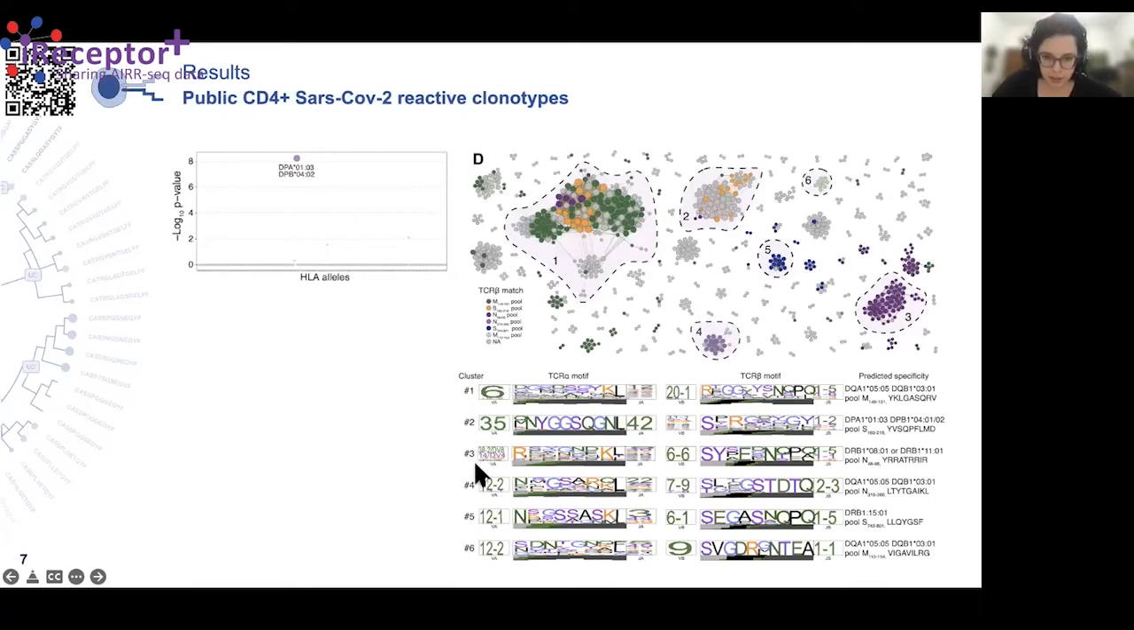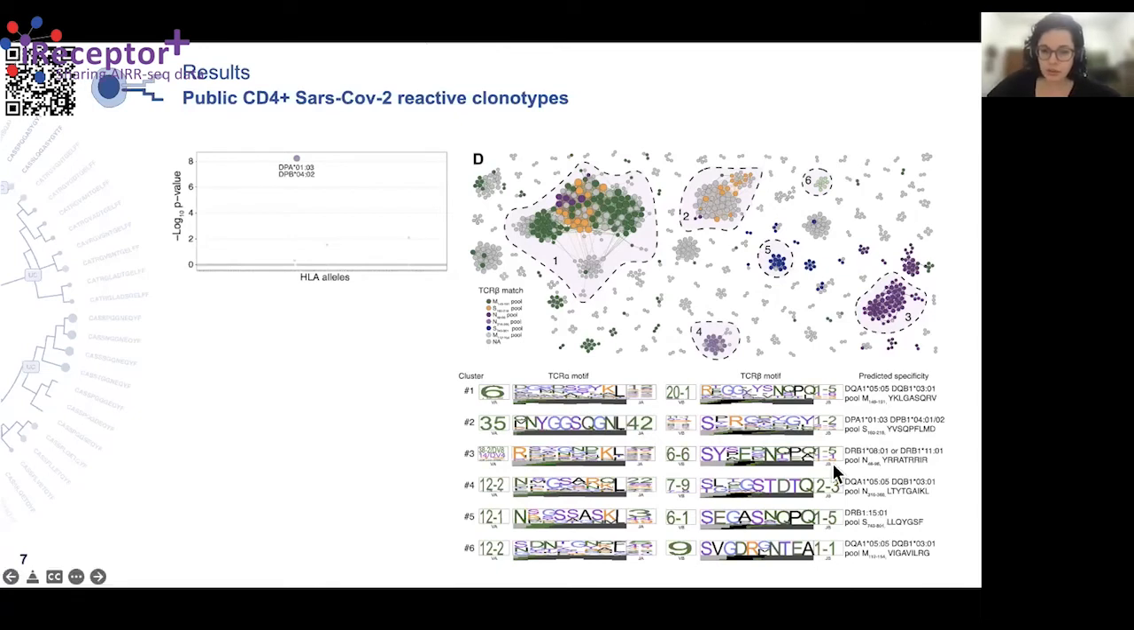I know the figure is a bit complicated, but each row is one of the clusters. For example, if you look at number 2, it gives you the alpha chain motifs: the V gene of the alpha chain, the J gene of the alpha chain, the CDR3, and the same for the beta chain. And at the right, it gives you the predicted HLA specificity, the pool to which some of these TCRs are known to be reactive, and the sequence of the specific peptides that we predict to be the real binders.